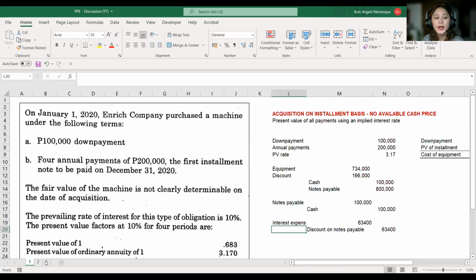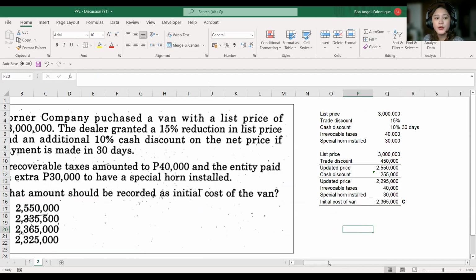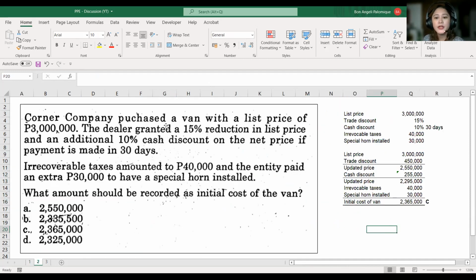Okay, next problem, number 2. Corner company purchased a van with a list price of 3 million. Binigyan siya ng 15% discount and 10% discount. Anong tatandaan mo? Saan to magpo-fall? Ito ay magpo-fall under acquisition on account.